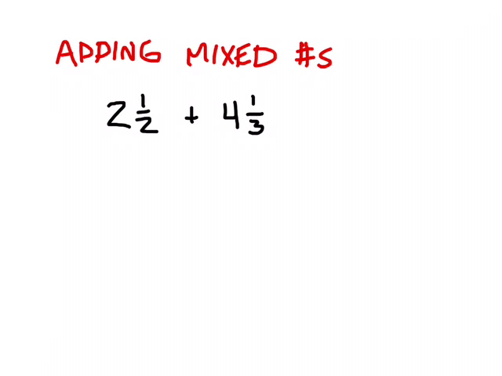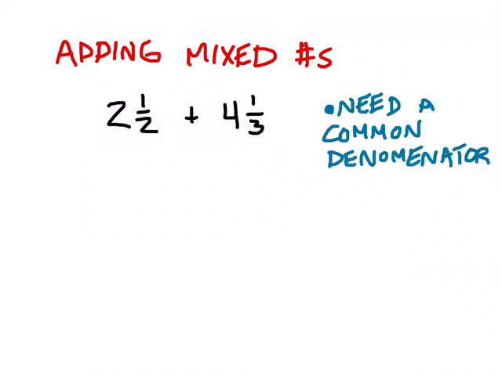And here we've got a problem, 2 1/2 plus 4 1/3. The first thing that we need to be aware of, just like adding regular fractions, we need to have a common denominator. We can't add halves to thirds, they're not alike. And I can pretty much ignore the whole numbers here at this point. I don't have to worry about this 2 or this 4. I'm primarily just thinking about this 2 in the denominator and this 3 in the denominator.